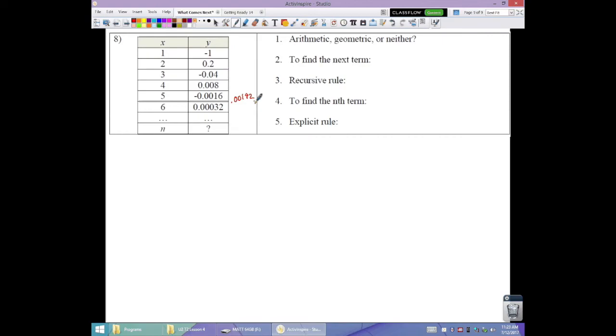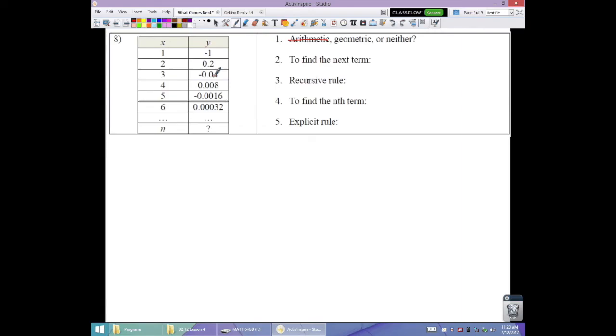All right, then negative 0.0016 minus 0.008 is negative 0.0064. So it's not arithmetic. I guess we could have known that, once again, by the fact that it goes negative to positive to negative to positive. Our only shot is geometric.